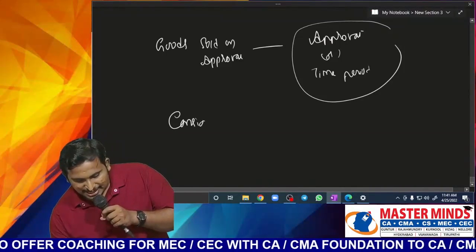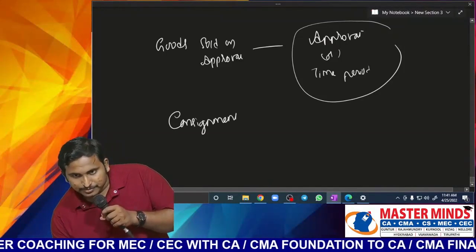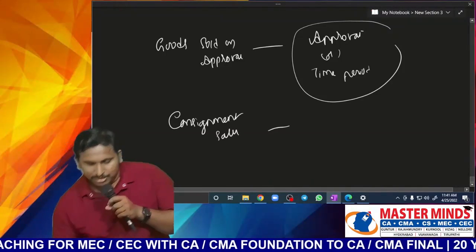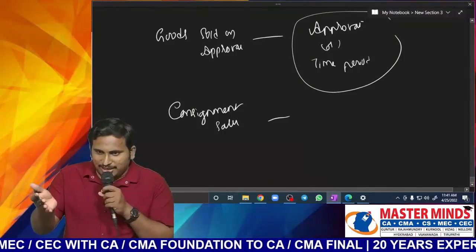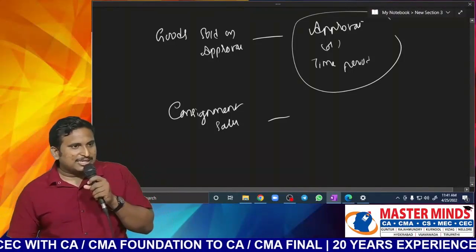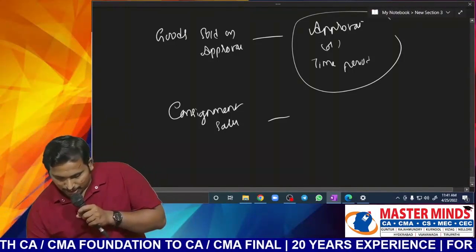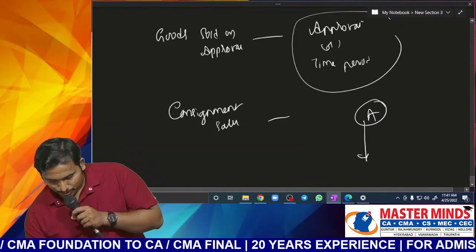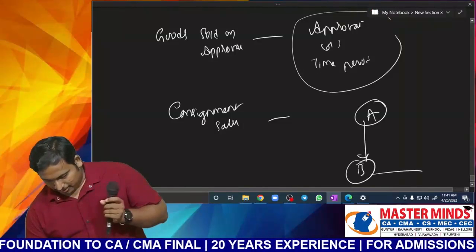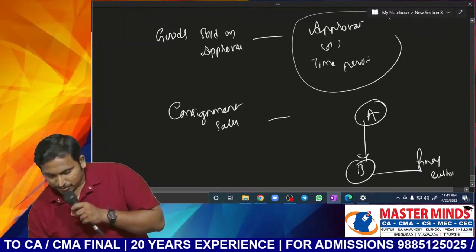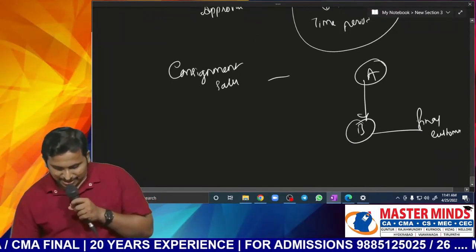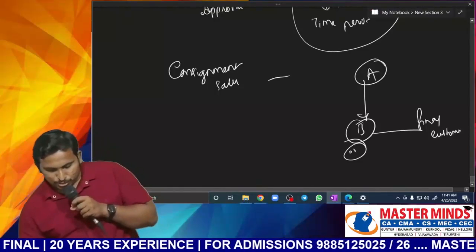Next, consignment sales. Can you tell me when it is said to be completed? In the case of consignment, you remember, sir, the consignee is like an agent. Now, A is the consignor. A has sent goods to B, the consignee. He will sell to the final customers. Now, let us say goods are with the consignee. Shall we recognize revenue for those goods?